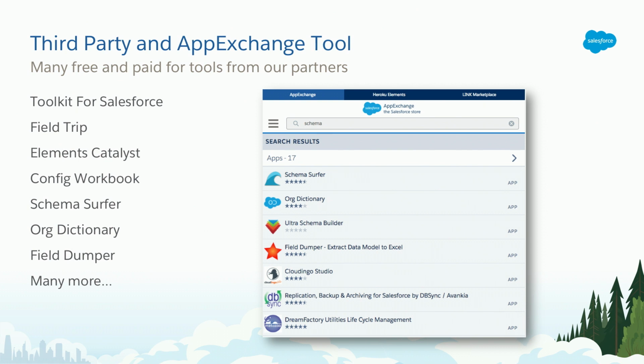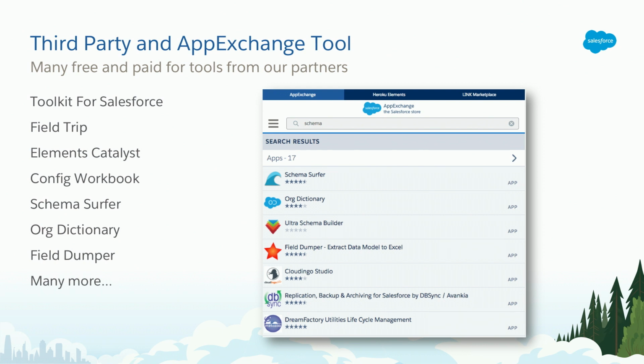And then if you search on the AppExchange, you'll find a bunch of different tools. I searched Schema, which is actually a kind of interesting search on the AppExchange. Out of Schema, you get things like Schema Surfer, Org Dictionary, which is a great tool, again, for documentation, Schema Builder, Field Dumper, just a whole bunch of other tools out there that can help you look at your org in different ways to help you make that assessment as to whether you need to keep customizations or mark customizations as being ready for deletion.